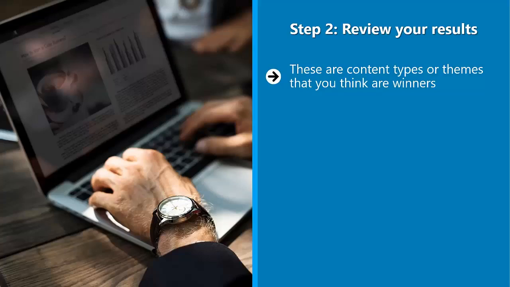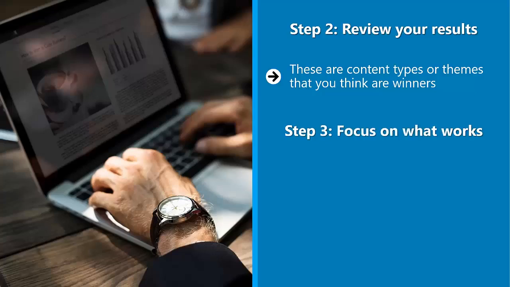These are content types or themes that you think are winners. It turns out that they're statistical flukes. Their success, statistically speaking, is just coincidental. With a few weeks, however, of running time, you should get a clear understanding of which of your content are real winners. Step 3. Focus on what works.